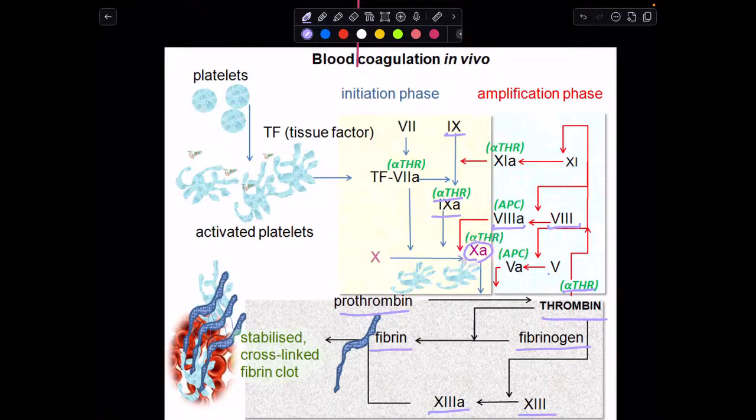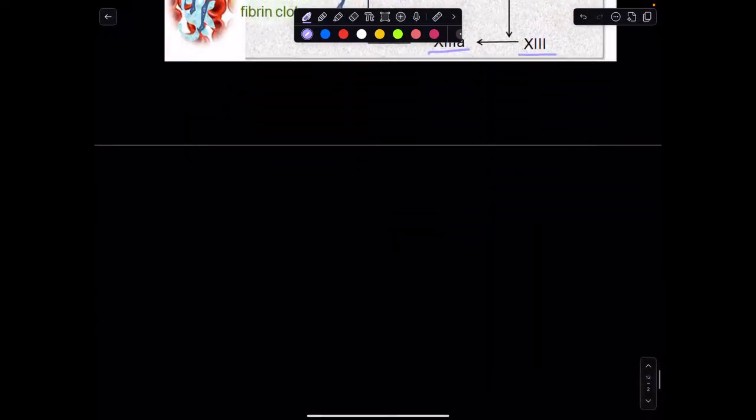And then 7 becomes TF7A. What's that? Factor 7 combines with tissue factor, TF, to become 7A, forming the TF7A complex. This complex initiates the extrinsic pathway, kicking off the clotting cascade by activating factor 10. But this is the extrinsic one. Yes, that's the extrinsic pathway. It starts with tissue factor and factor 7A, leading to the activation of factor 10.